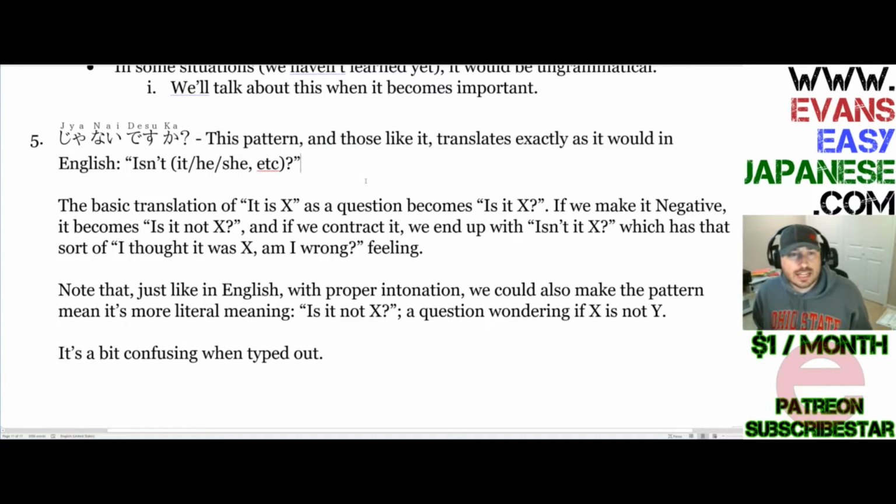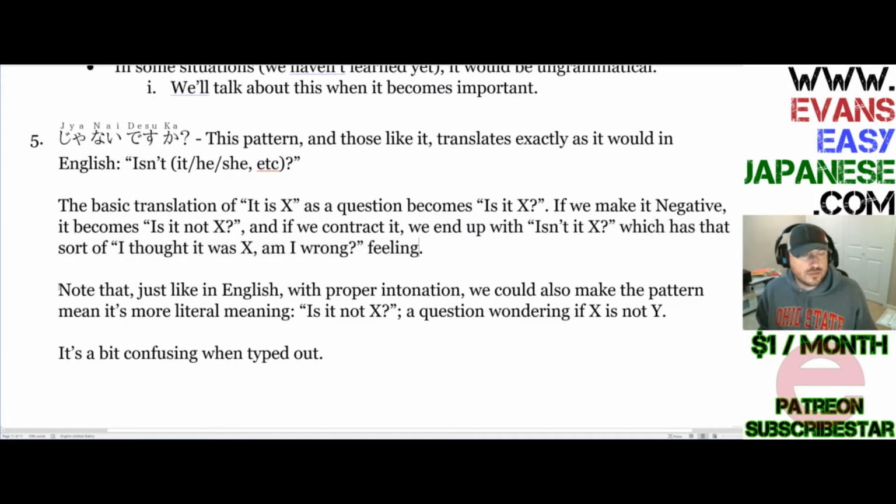Instead of saying, is it not that, like you might literally think it means, it can also mean, oh, I thought it was that. Wasn't it that? Like I could have sworn that was what we were talking about. Isn't it the thing that we're talking about? That sort of a feeling. The basic translation is X as a question becomes, is it X? If we make it negative, it becomes, is it not X? And if we contract it, we end up with, isn't it X? Just in this exact same way, like, isn't it a monkey? What are we talking about? The same thing happens in Japanese, which has a sort of, I thought it was X, am I wrong feeling.